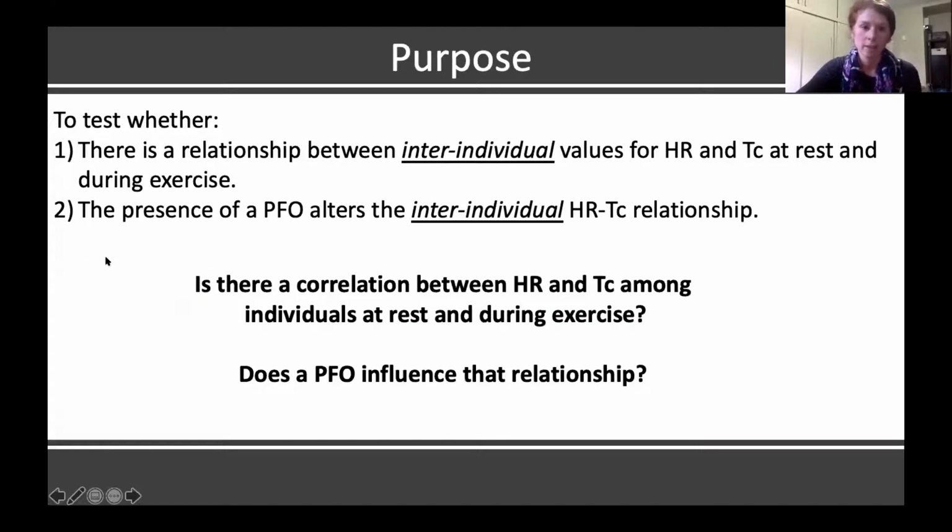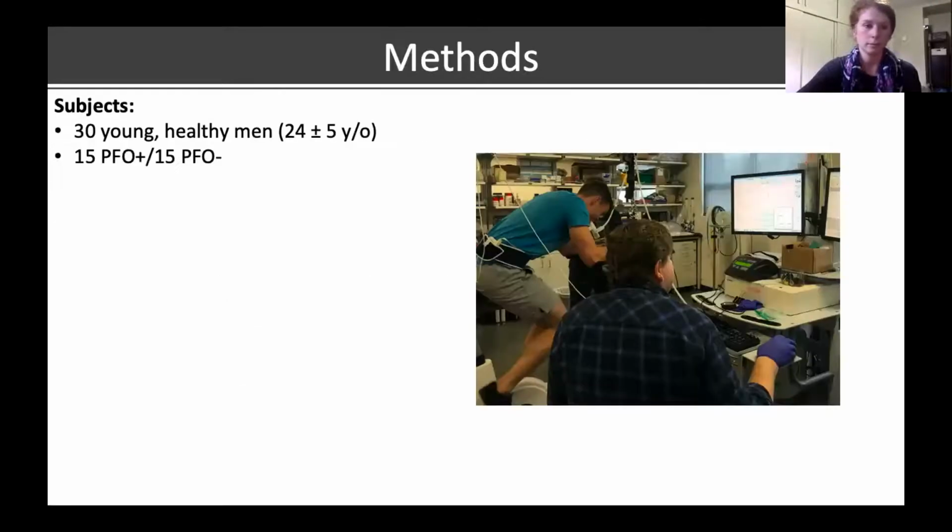The purpose of our study was to test, one, whether there's a relationship between inter-individual values for heart rate and core temp at rest and during exercise, and two, whether the presence of a PFO alters that inter-individual heart rate and core temp relationship. So is there a correlation between heart rate and core temp among individuals at rest and during exercise, and does a PFO influence that relationship?